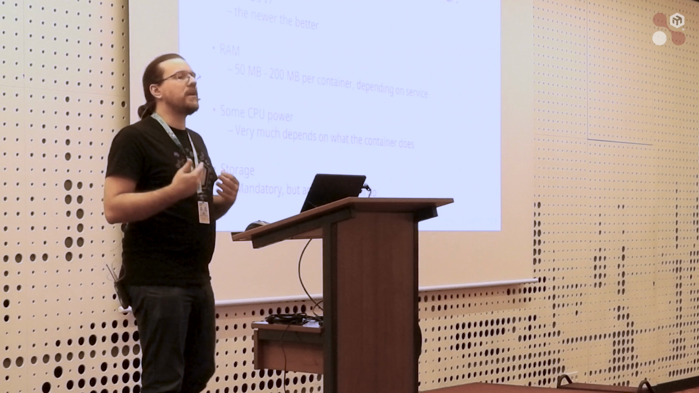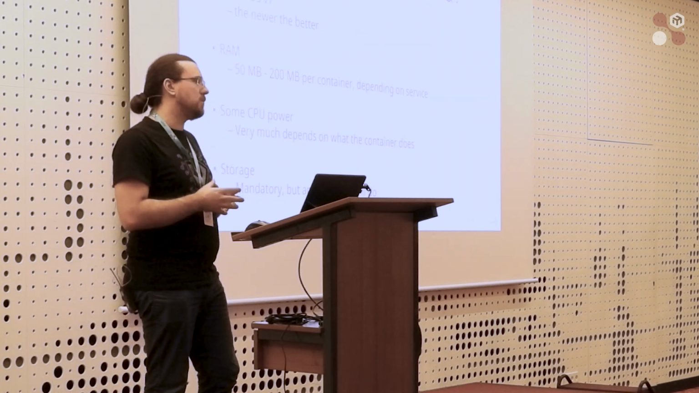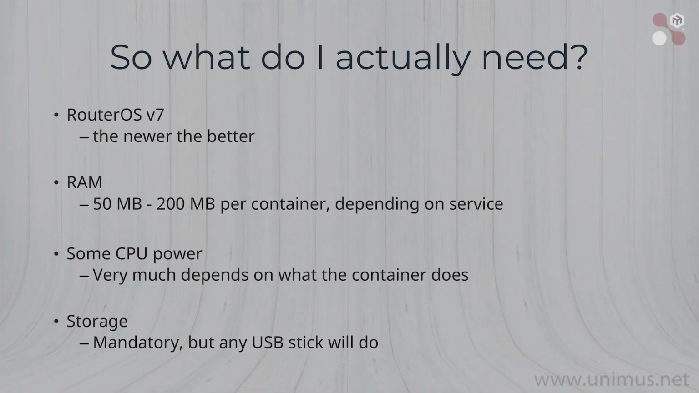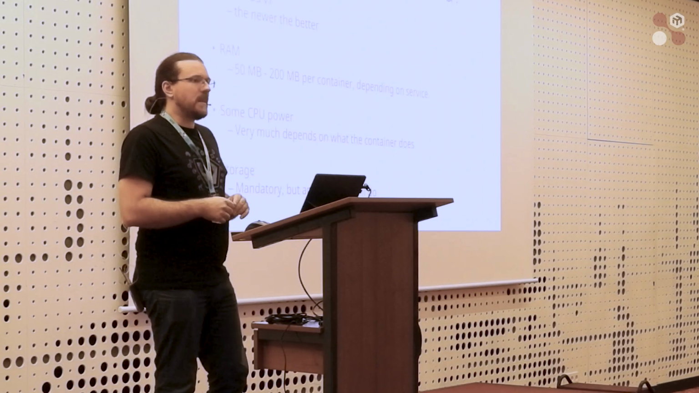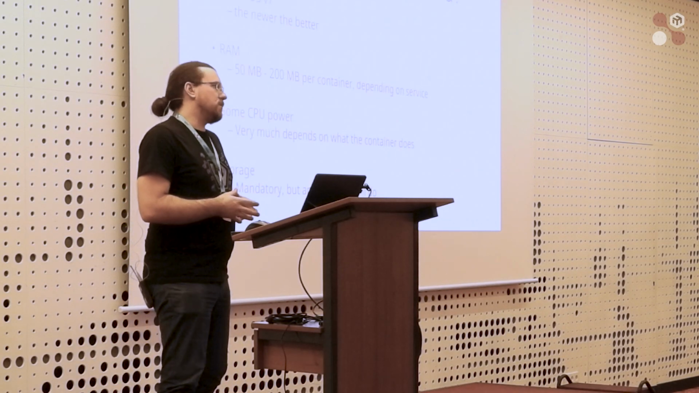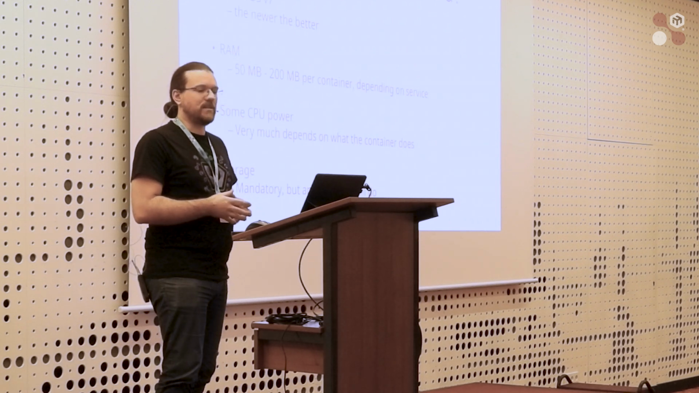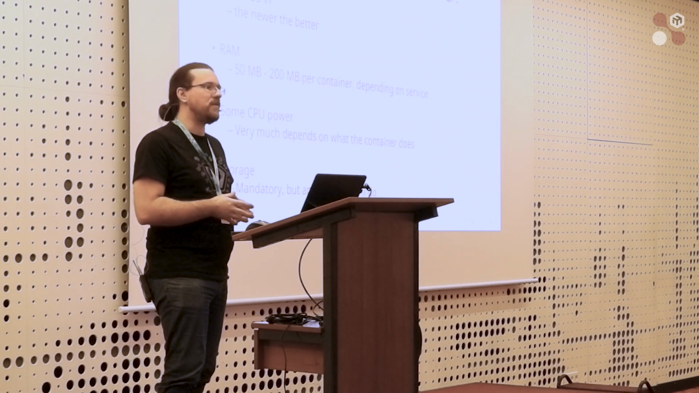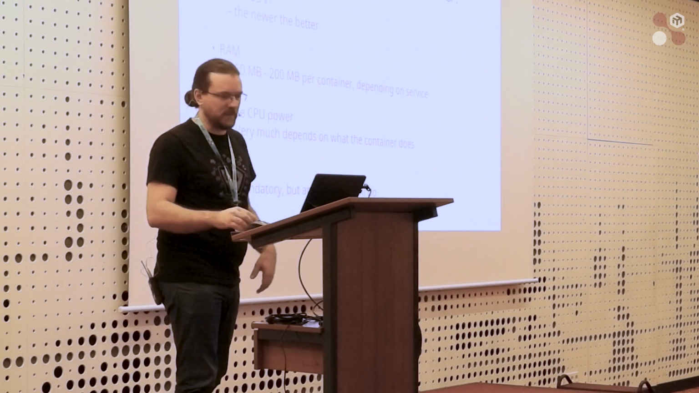So what do you need per container? Well, about 50 to 200 megabytes of RAM per container. This very much depends on the service. We will have services here that take literally 20 megabytes of RAM. We will have services running here that take 200 megabytes of RAM. So it depends. Then you need some CPU power. And again, how much depends on what the container does. Lightweight containers will use just about no CPU. As you can imagine, pushing 2 to 3 gigabits of traffic from the container will fully max out the CPU. It will be one of the things we will be doing.